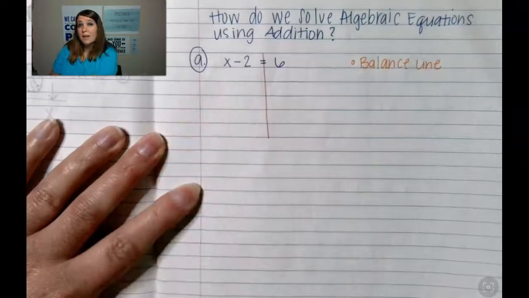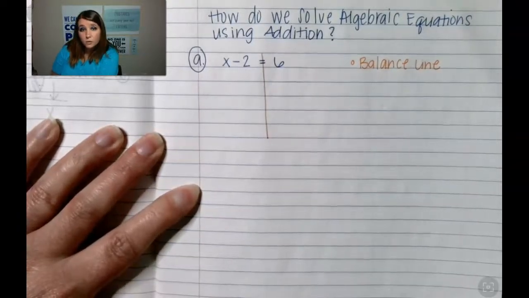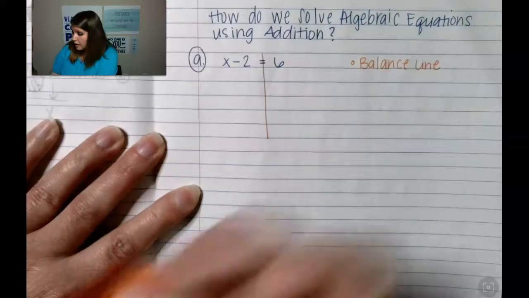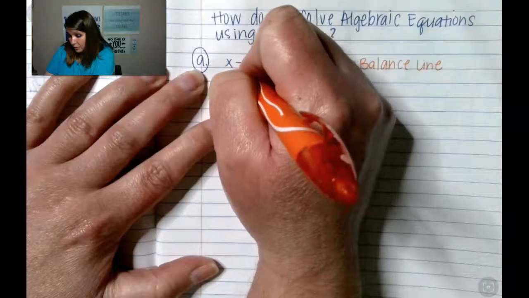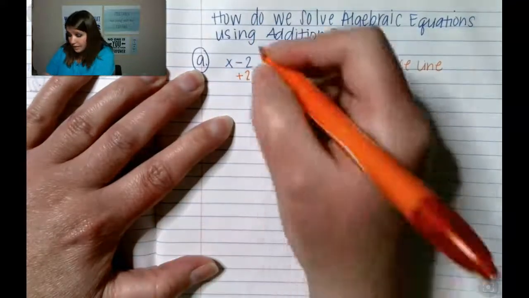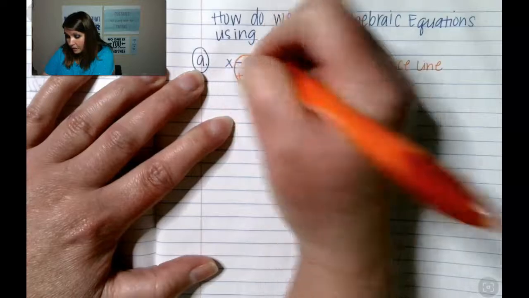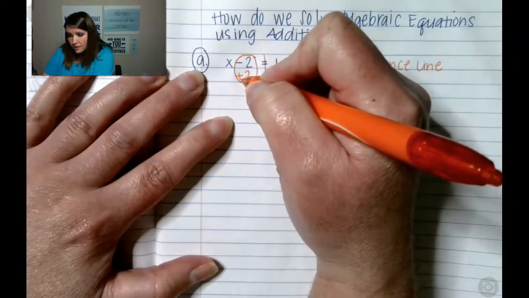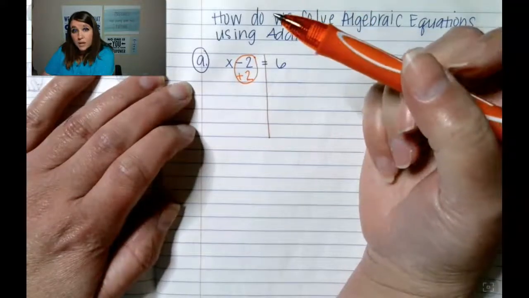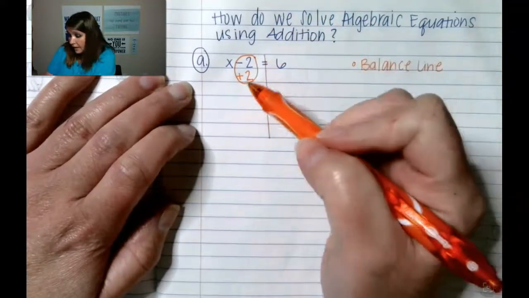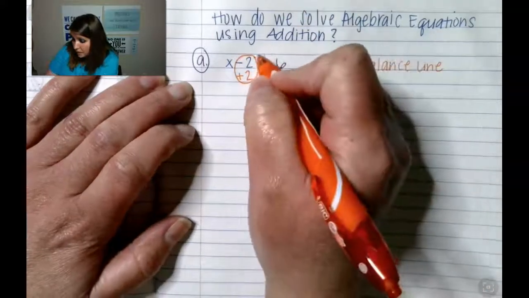So let's say that I owe you $2. If I owe you $2 and I pay you $2, I owe you nothing. So I owe $2. I'm going to pay $2. And now I owe nothing. This negative and this positive, they cancel each other out. Think science, protons and electrons, okay? They balance, they cancel each other out. This becomes 0.